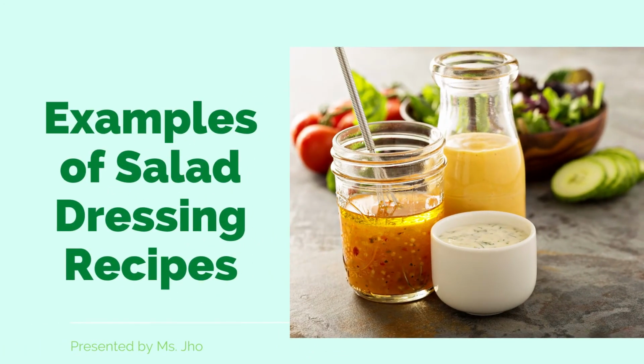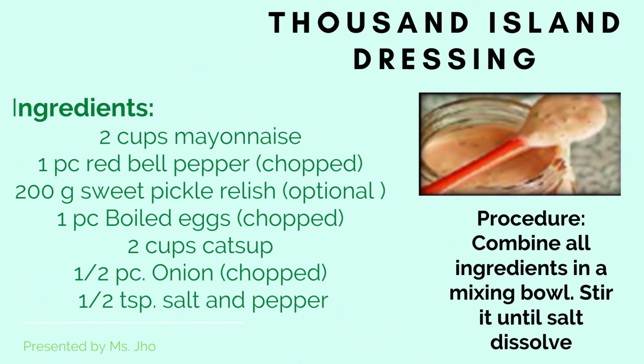At this moment, I'll be sharing 4 examples of salad dressing recipes. The first one is Thousand Island dressing. The ingredients are 2 cups mayonnaise, 1 piece red bell pepper, 200 grams sweet pickle relish, 1 piece boiled egg, 2 cups ketchup, 1/2 piece onion, and 1/2 teaspoon of salt and pepper. All you need to do is to combine all the ingredients in a mixing bowl and stir it until the salt dissolves.